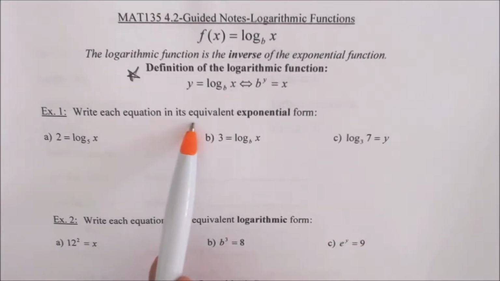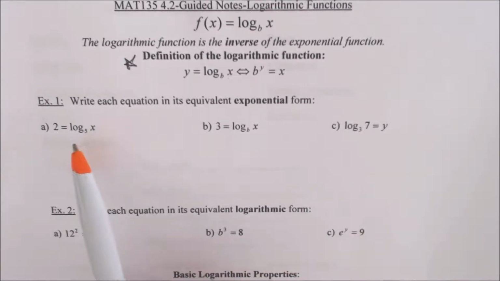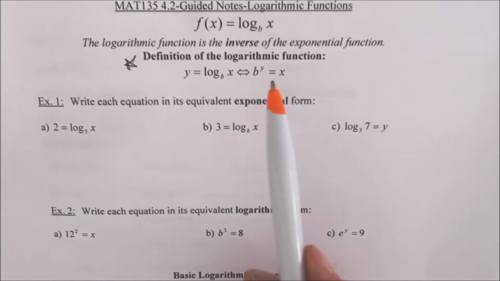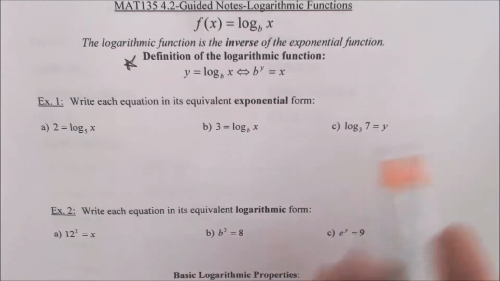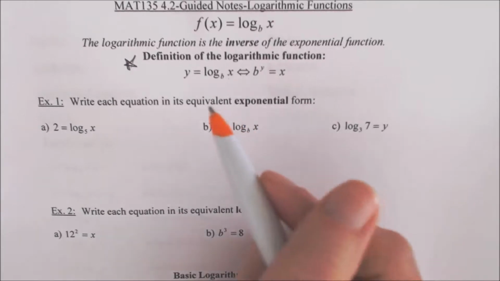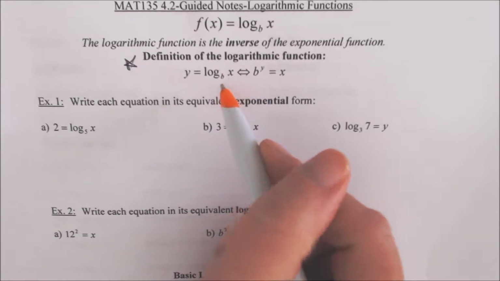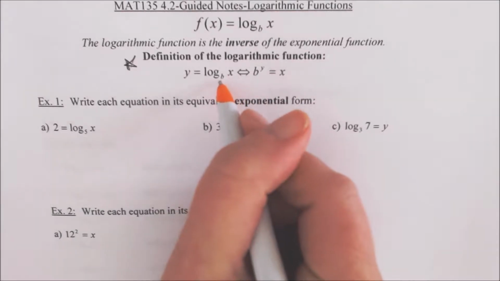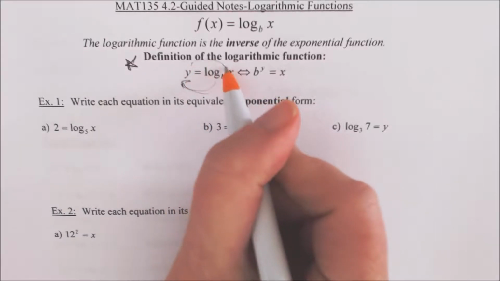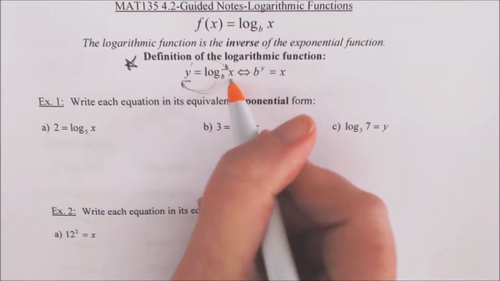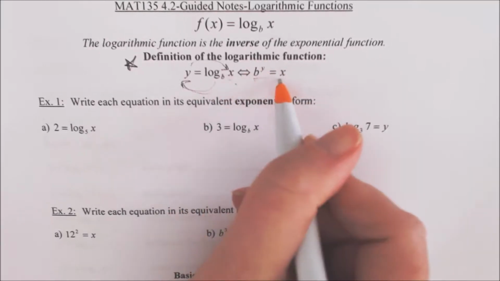It says write each equation in its equivalent exponential form. So first notice that these are in log form. We want to switch them to exponential form. We're going to use this definition to do so. The way I think about this definition is I always start with the base, whatever the base is, log base b of x. Base b is what I'm interested in. And I always think of it as b raised to the other side power equals whatever's inside the log, whatever's inside the argument, and that's what gets you to this form, b to the y equals x.